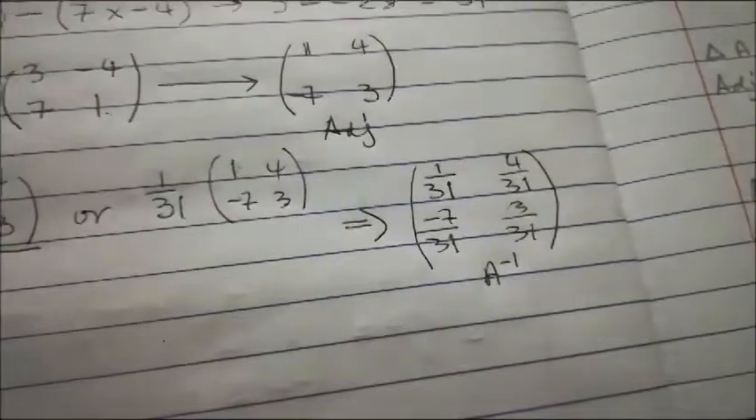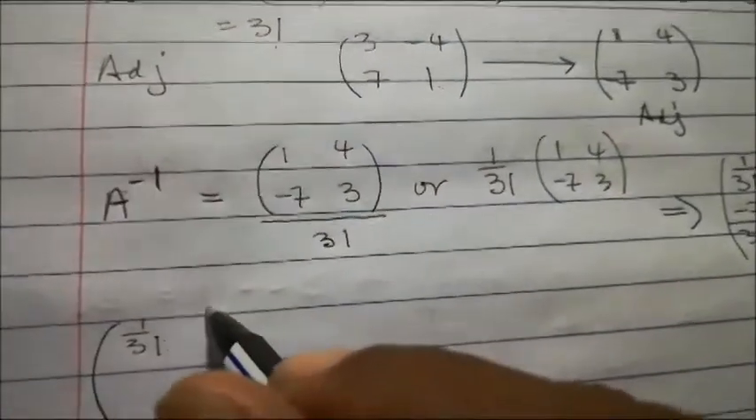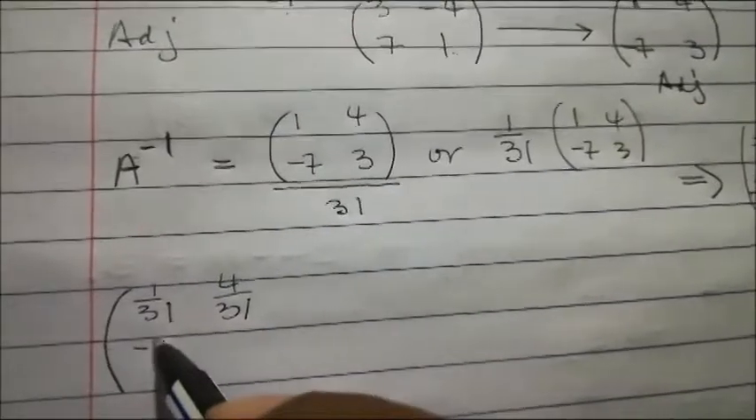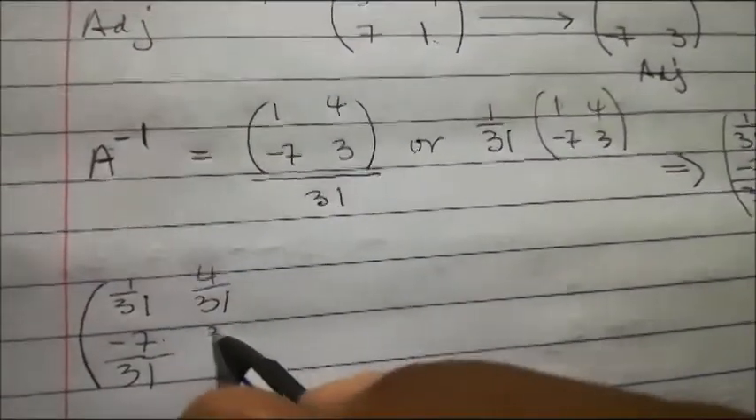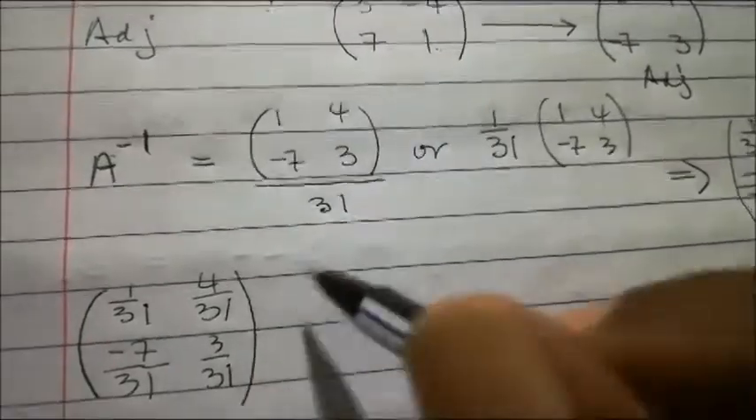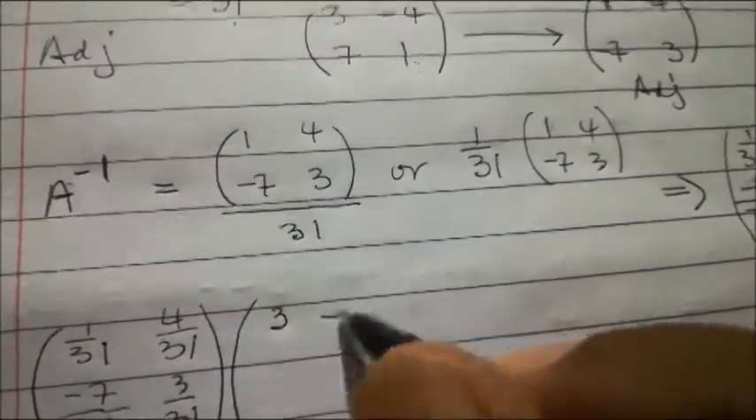And remember the inverse was 1 over 31, 4 over 31, negative 7 over 31, and then 3 over 31. So it's going to come before the original matrix, which is 3 minus 4, 7 and 1, right?